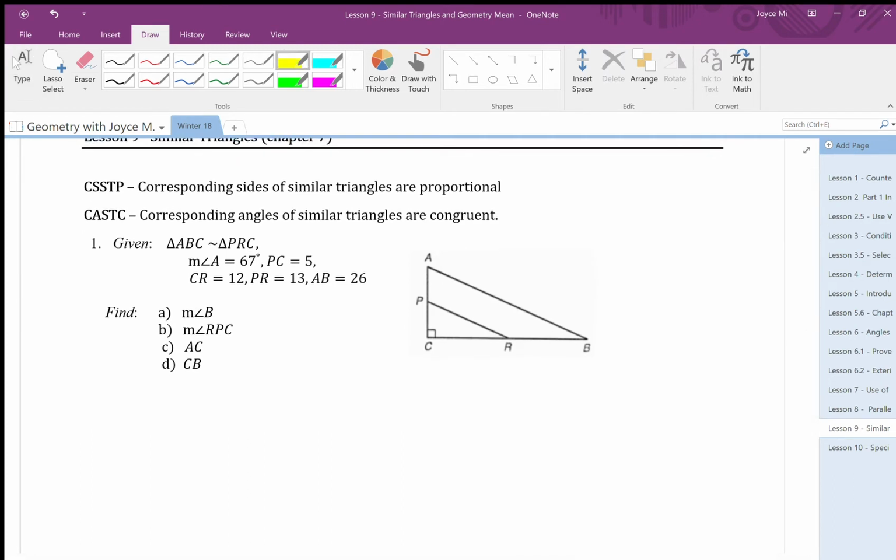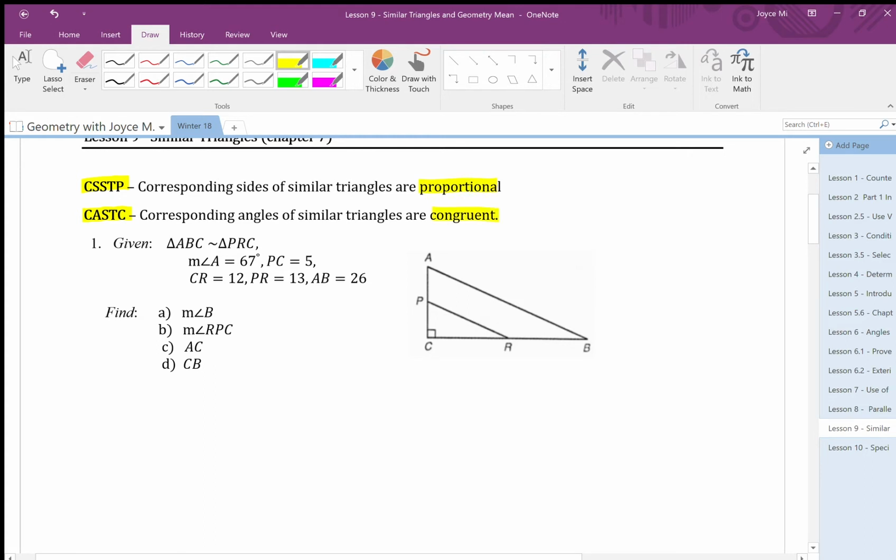So we recall in class, we learned CSSTP, which means corresponding sides of similar triangles are proportional. And CASTC, corresponding angles of similar triangles are congruent. So if I have two similar triangles, then I can conclude that corresponding sides are proportional and corresponding angles are congruent. So let's use that to write statements.